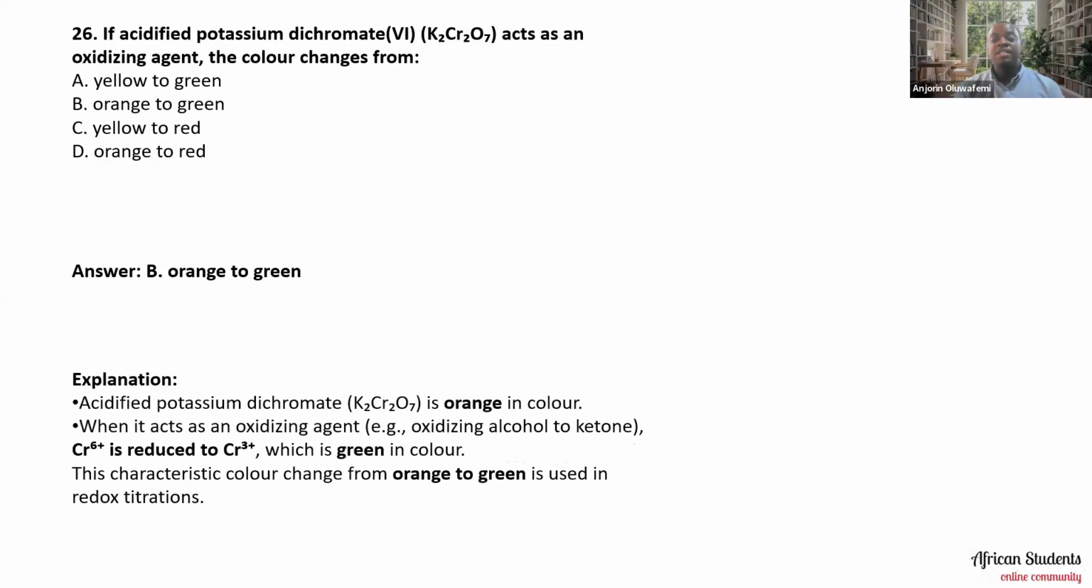And the reason is because acidified potassium dichromate is orange in color. When it acts as an oxidizing agent, e.g. oxidizing alcohol to ketone, the Cr6 plus is reduced to Cr3 plus, which is green in color. This characteristic color change from orange to green is used in redox titration. So let's take note of that.